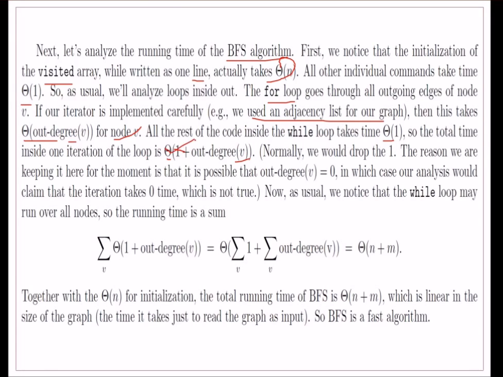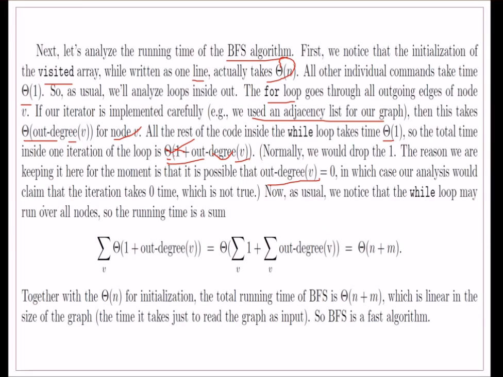Why are we keeping it 1 here? The reason is that for the moment it is possible that this out degree can be 0, so we need at least something inside, otherwise our analysis would claim that the iteration takes 0 time, which may not be true. That is why we are keeping it 1.